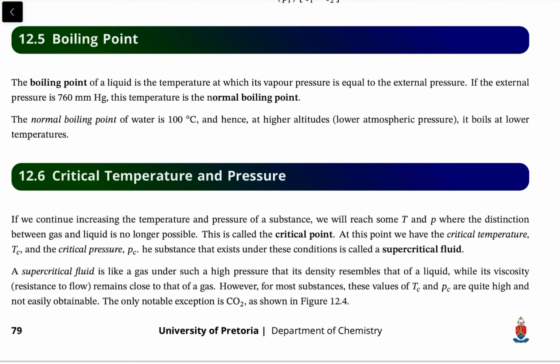Welcome everyone. Let's continue on with the properties of liquids. And here I want to look at a couple of topics. They're short topics. First, we're revisiting the idea of boiling point.